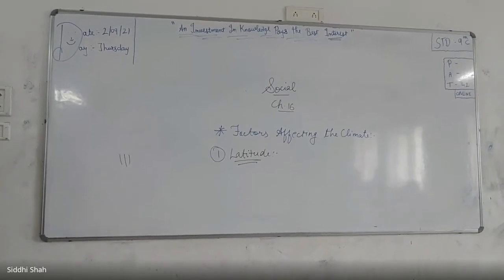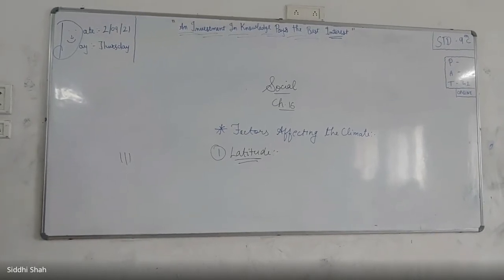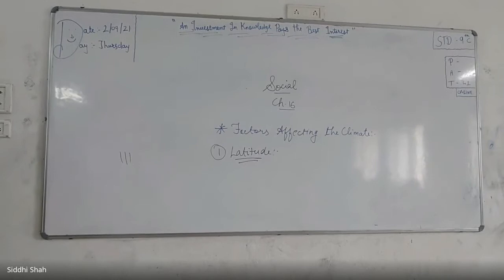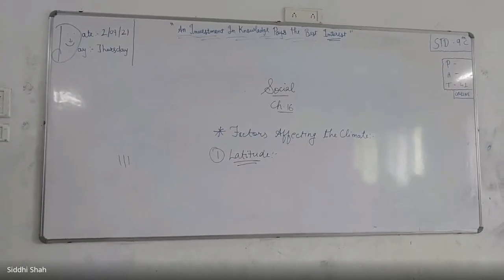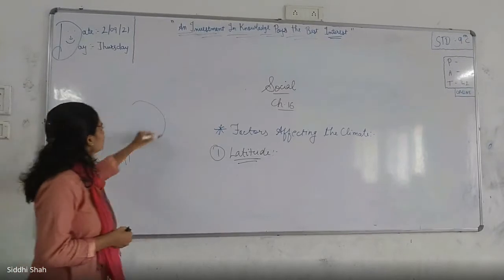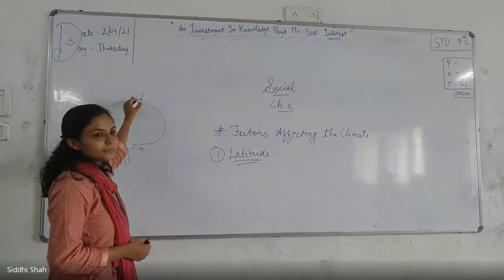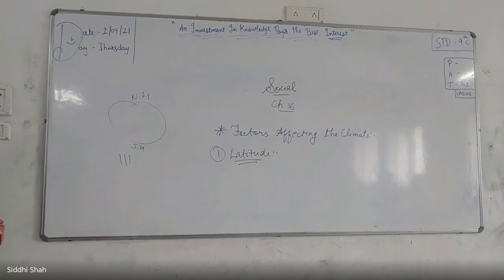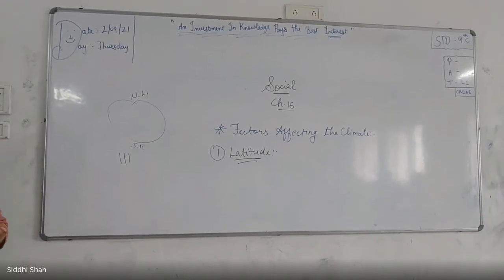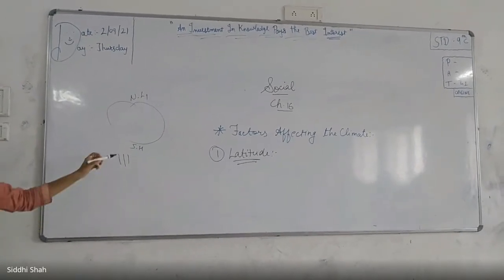Tropic of Cancer divides India in almost two halves. Tropic of Cancer is dividing India in how many halves? Two halves. Okay. So the southern part of India falls in torrid zone, and the northern part falls in temperate zone. So this is southern, this is northern. Clear? This results in the weather difference because they are divided into two halves.